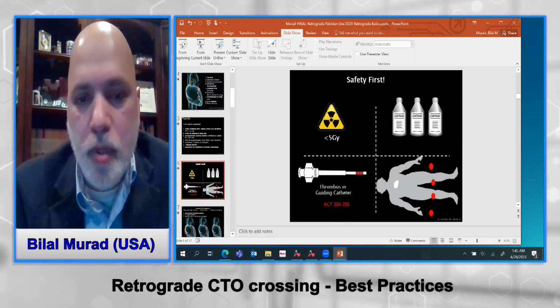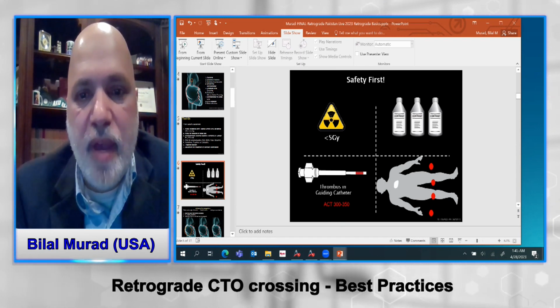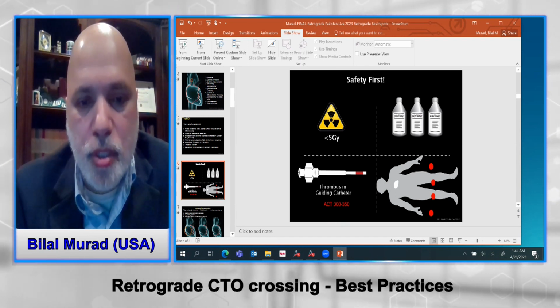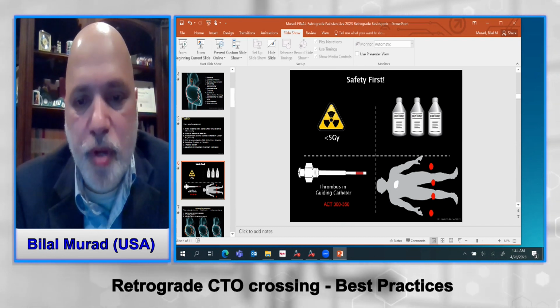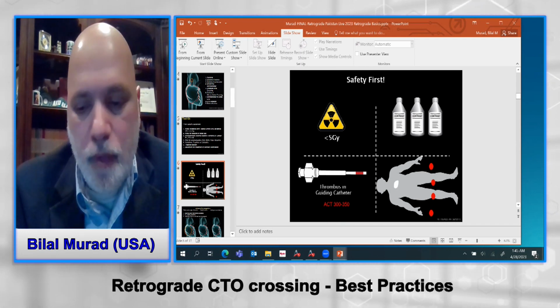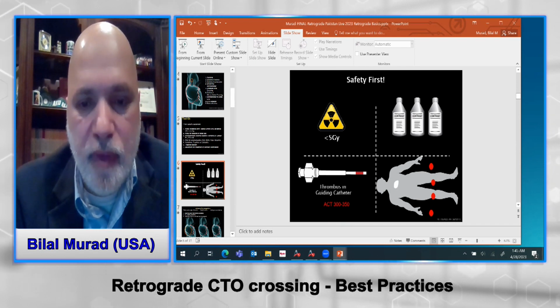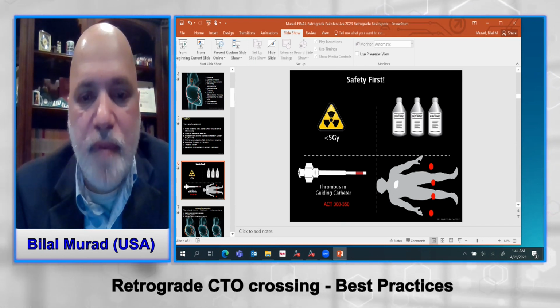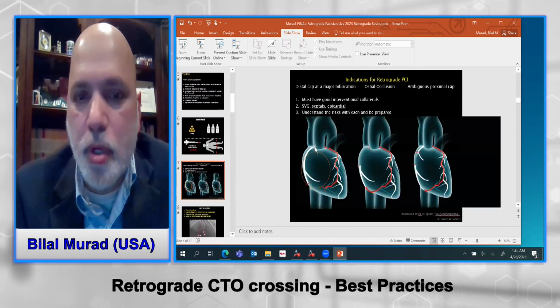Safety first, important to understand some limits here. It's ideal to keep the radiation exposure to less than 5 grays, minimize the contrast utilization, maintain an ACT of more than 350 for retrograde options, because the amount of gear that goes into these guide catheters, despite an ACT of 270, 280, you can certainly develop a thrombus. And of course, being aware of the vascular complications from long femoral artery access is really important.